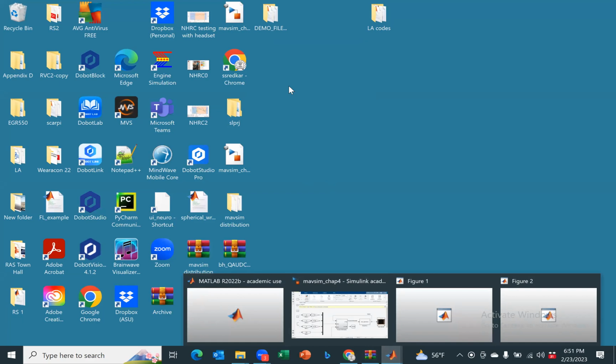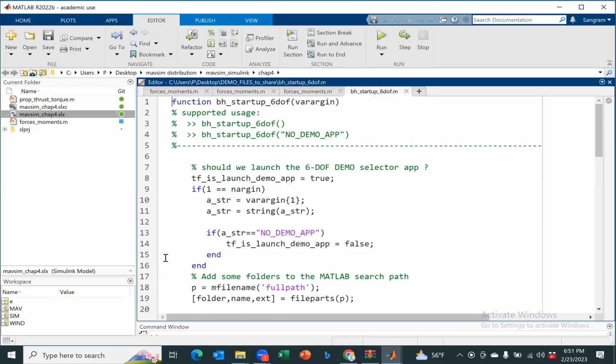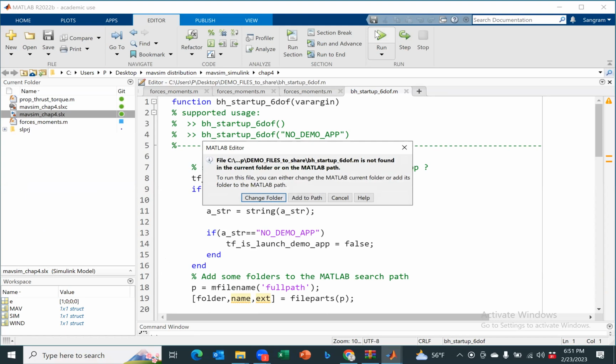So what I want you to do is go to demo files, then start BH startup, then run. You have to change your folder.